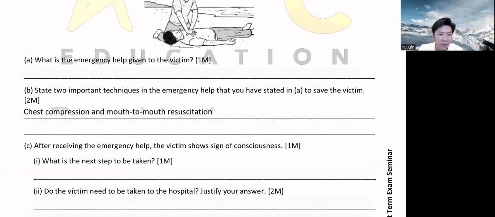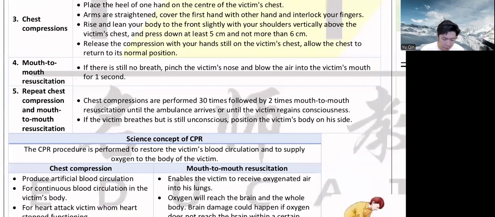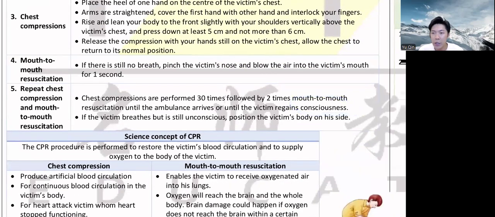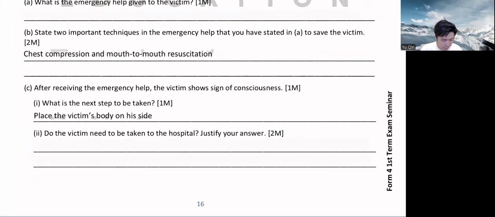Okay, after receiving the emergency help, the victim shows signs of consciousness. That means at least he's breathing already, though he may not be completely conscious. So what's the next step? According to the steps, the last part, if the victim regains consciousness, you have to put him to the side. There's no need for chest compression and mouth to mouth anymore. Just let him lie so that more oxygen can go in and it's easier for breathing. So place the victim on his side.